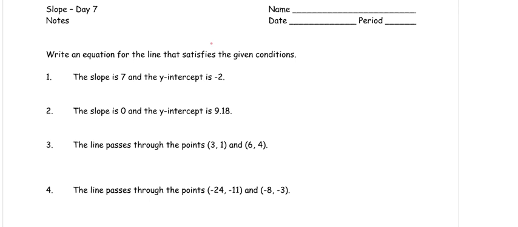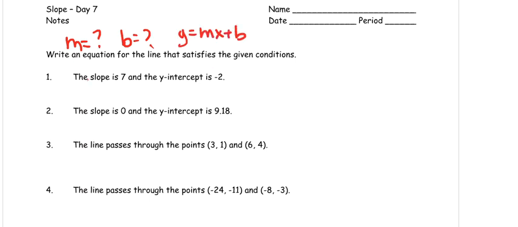Everyone, this is the Slopes Day 7 Algebra Extension lesson, and it's the last lesson in this unit, chapter, whatever you want to call it. Let's get to it. Write an equation for the line that satisfies a given condition. So it's a line, and write an equation. What are the two things that you need? We talked about it. Slope, y-intercept, so you can get the equation in y equals mx plus b form.